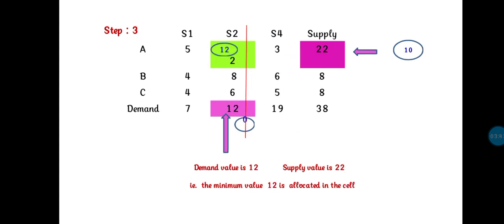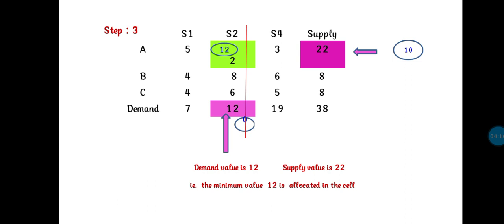Now step 3. Again we are going to find the least value from the given table. Here the least value in the given table is in the cell A, S2. So we are going to allocate the minimum value here. So we have to compare the demand value and supply value. Here the demand value is 12 and the supply value is 22. Which one is minimum? The minimum value is 12. So we need to allocate the demand value in the cell A, S2.